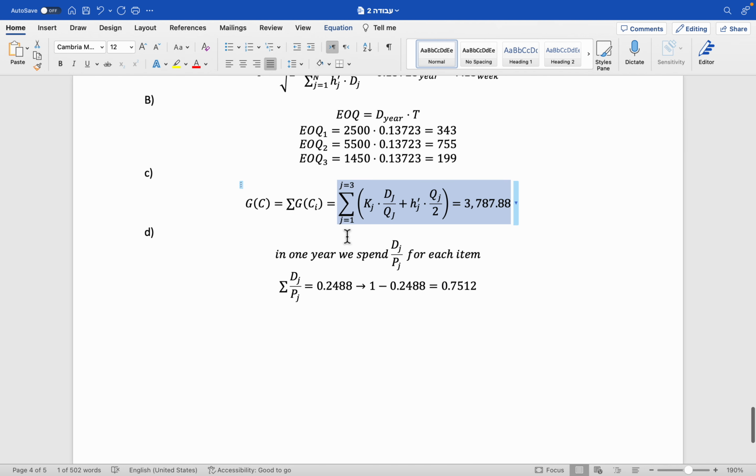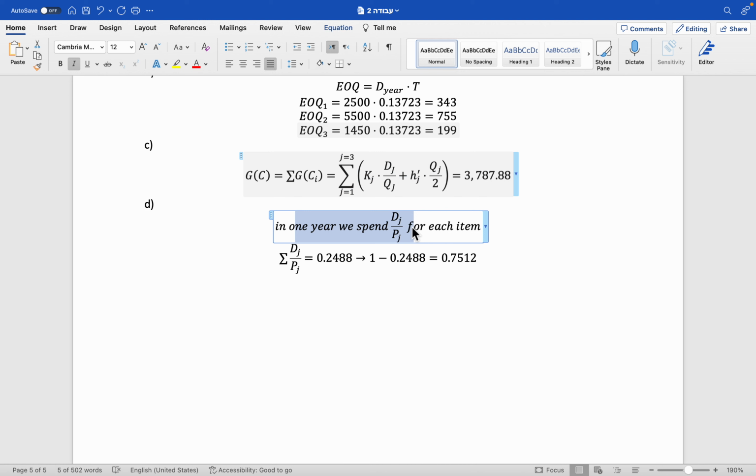And the last section is what percentage of the time is the machine idle, not used for production. So this is a really easy one. So we look at the first section for the sum of DJ divided by PJ. So if we look at this in a year, you will use the machine, the sum of this demand, around 0.2488, minus that, meaning all the time the machine is not used, will be like around 75%. So 75% of the time the machine is not doing anything.